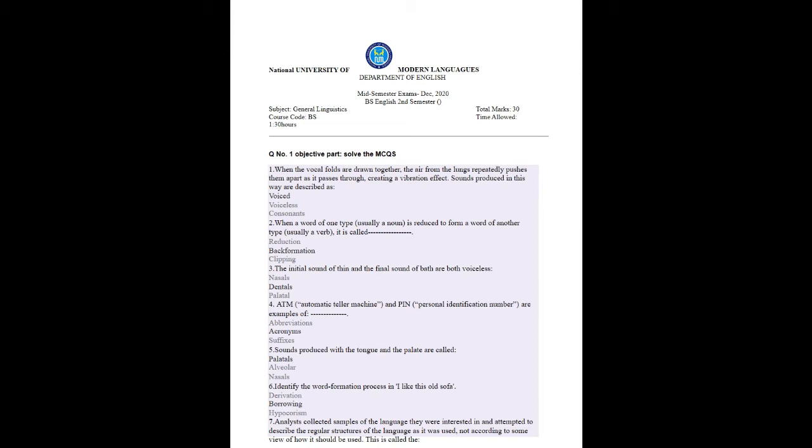Sixth one, identify the word formation process in I like this old sofa. So here the word sofa is used, as we know that it's a borrowed word, so the process is borrowing. Seventh one, analyst collected samples of language they were interested in and attempt to describe the regular structures of language as it was used, not according to some view of how it should be used. This is called, the option is descriptive approach.